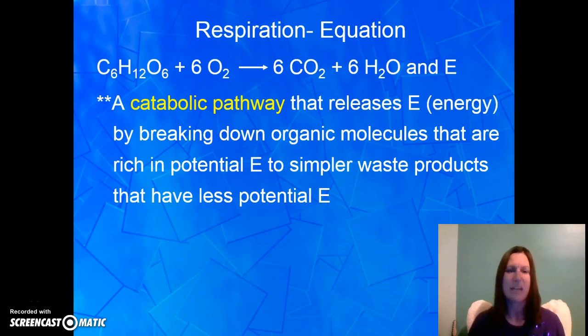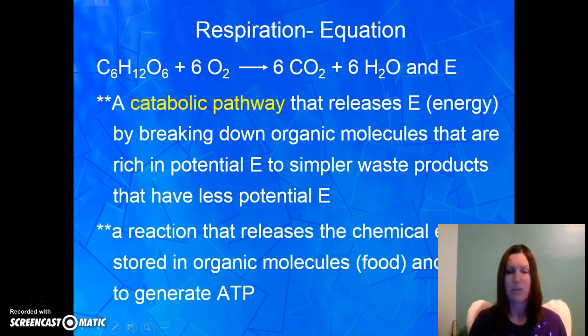You know that a catabolic pathway, as soon as you hear that, it's when we are taking a complex molecule, we're breaking it down into a smaller molecule, and therefore we're releasing energy. We're getting an exergonic reaction here because this complex molecule has more potential energy than these simpler molecules on our product side. They have less.